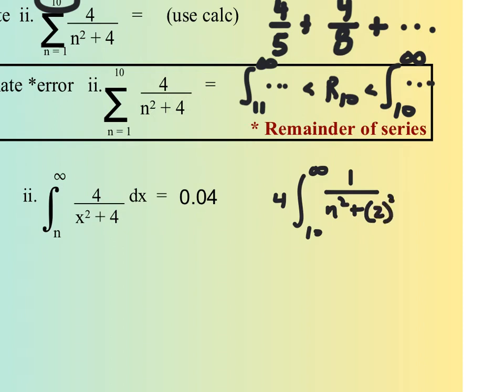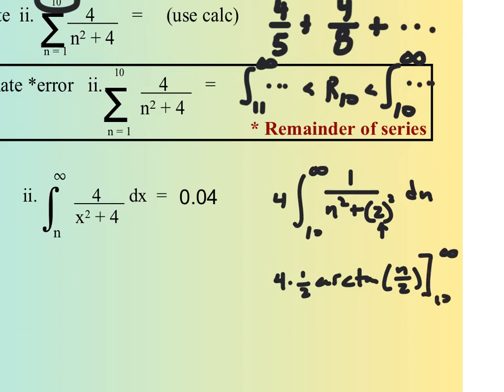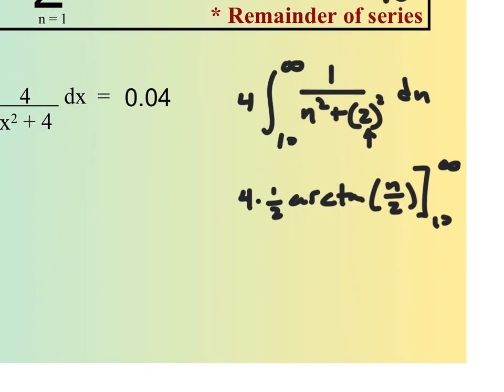I'm going to write this in a form that might look more familiar: plus 2 squared dn. That looks like an arctangent to me, and it comes out to be 4 times, remember, 1 over a, arctangent of n over a. Okay, and we'll evaluate that from 10 to infinity.